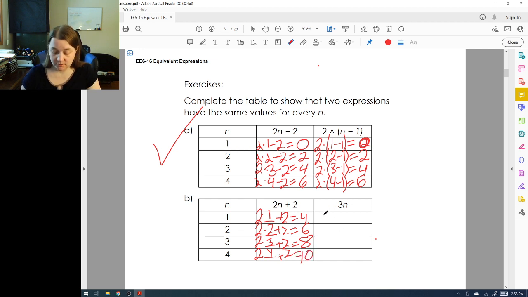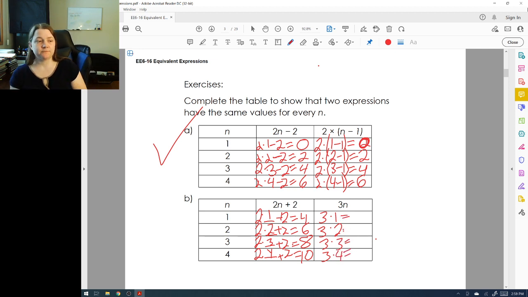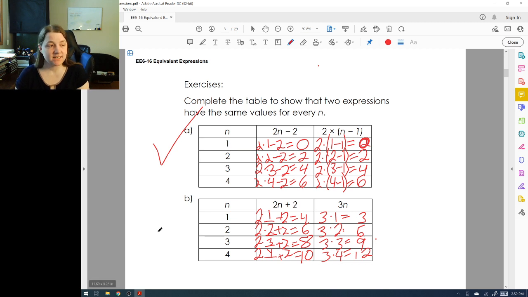Then we go over to 3 times n. So we're going to be multiplying 3 each time. 3 times 1, 3 times 2, 3 times 3, 3 times 4. And when we do this, 3 times 1 is 3. 3 times 2 is 6. 3 times 3 is 9. 3 times 4 is 12. So these two are not equivalent because we're getting a different number each time.